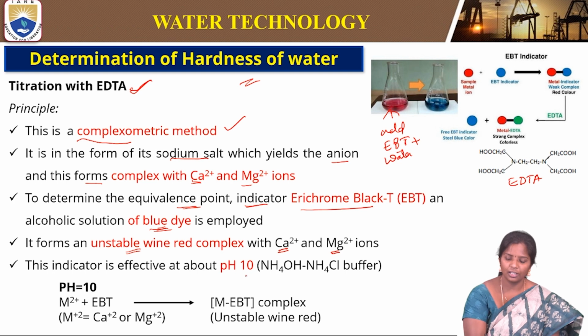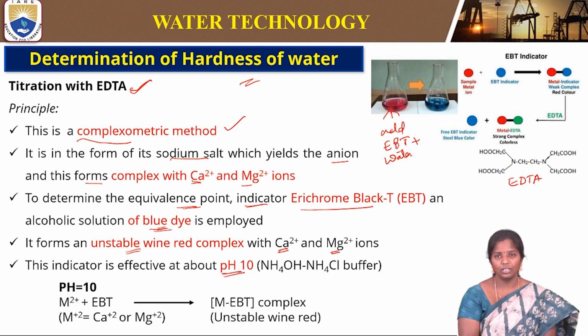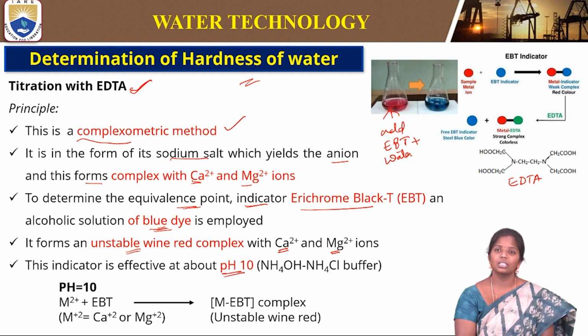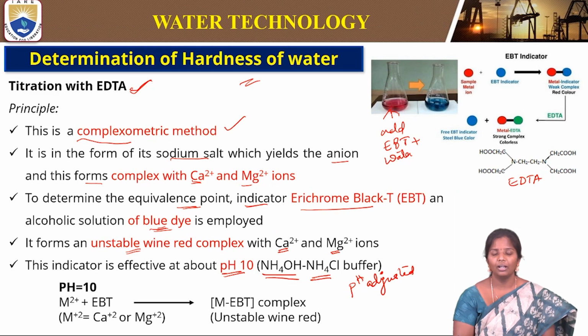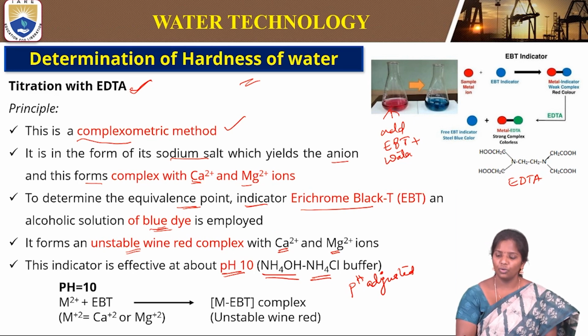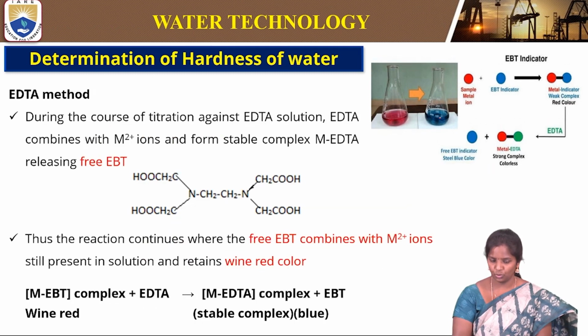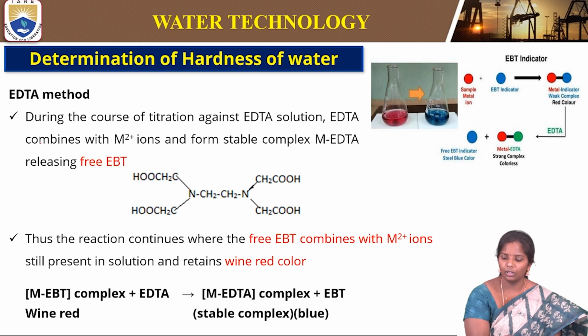So this indicator is effective at pH 10. Therefore, we adjust the pH using a buffer like ammonium hydroxide and ammonium chloride mixture. At this pH, it forms a complex, and that is why it gives a wine red colored solution. After titration, it turns to blue color. So this is how it undergoes the reaction.